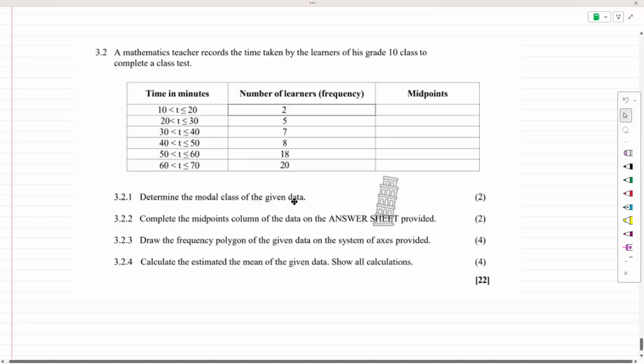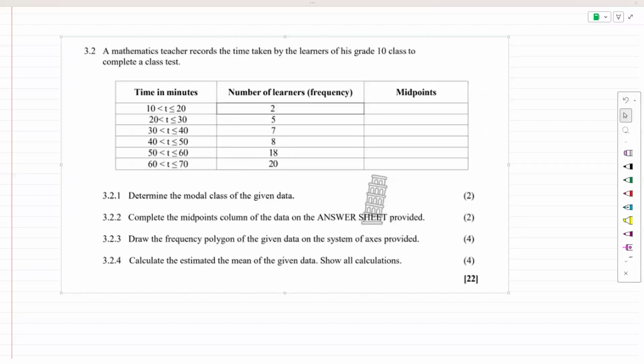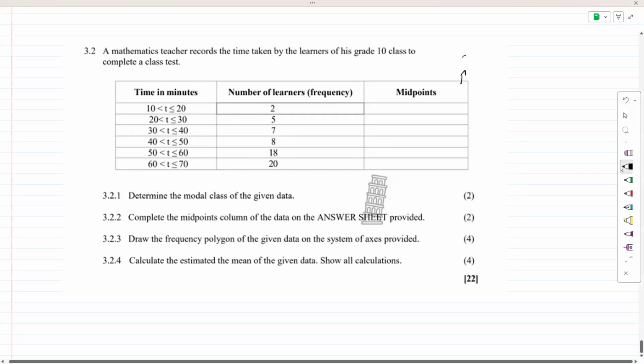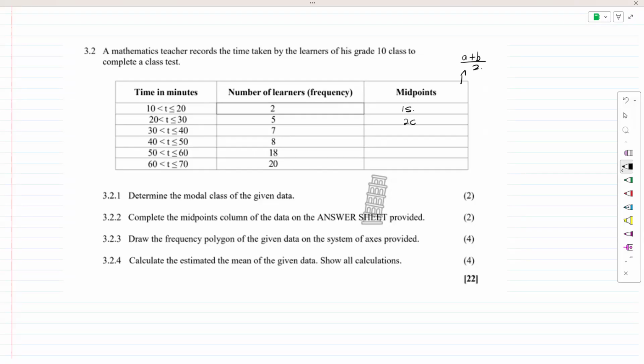Thoughts? Okay, generally questions like this are quite simple as well. It's not too bad. But let's go with the midpoint. Remember, the midpoint is the first term plus the second term divided by 2. So 10 plus 20 divided by 2 is 15. And then it just continues: 25, 35, 45, 55, and 65. Again, all I did was take the first term plus the second term divided by 2. 20 plus 30 divided by 2 is 25.